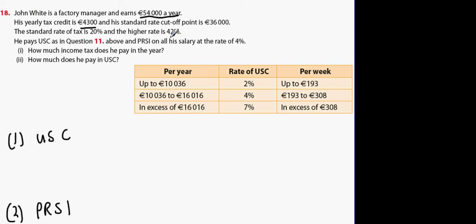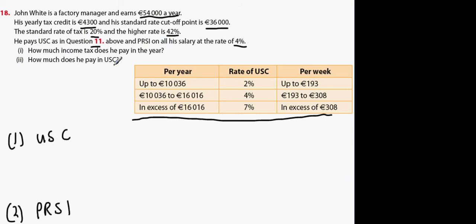His standard cut-off rate is 36,000. He pays a standard rate of 20% and a higher rate of 42%. He pays USC as in question 11. Question 11 is here to the right. And PRSI on his salary at the rate of 4%. How much income tax does he pay in the year is question 1. And how much does he pay in USC?